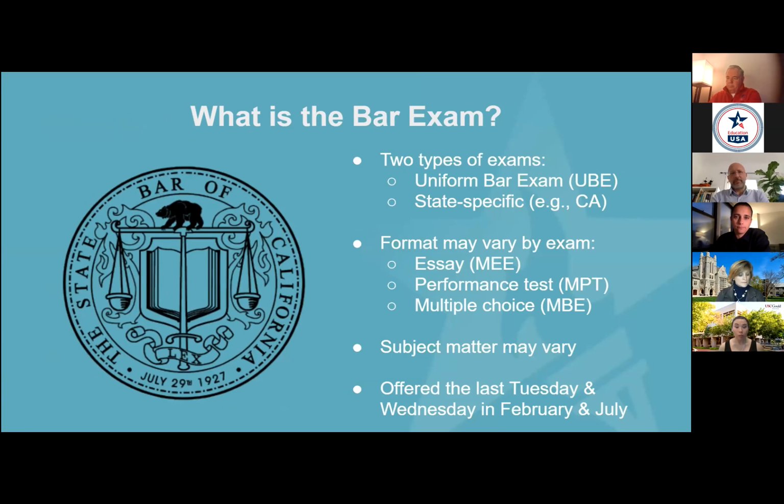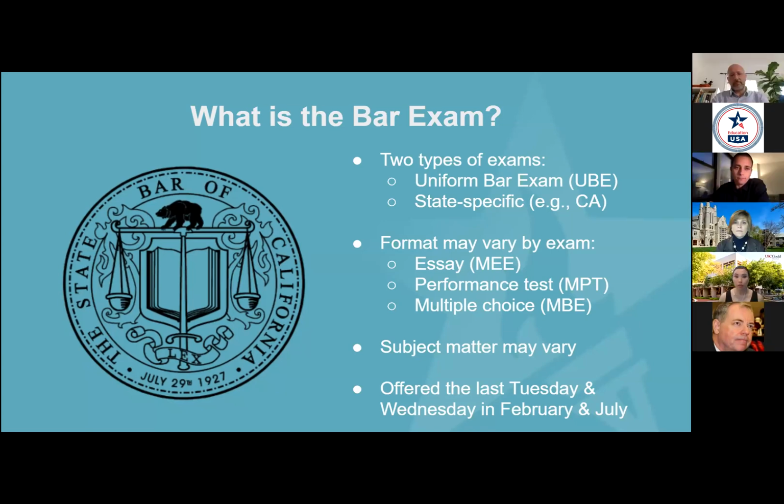There are overall, very broadly, two types of bar exams. One is called the Uniform Bar Exam, or UBE. It's the very exact exam that's tested in multiple jurisdictions. And there's also state-specific exams, which may or may not include portions of the UBE. Typically, the format of the exams include essays, performance tests, and multiple choice. The subject matter can vary between the state-specific exams and the UBE, and my colleagues will discuss more about the UBE and the California Bar Exam in detail.